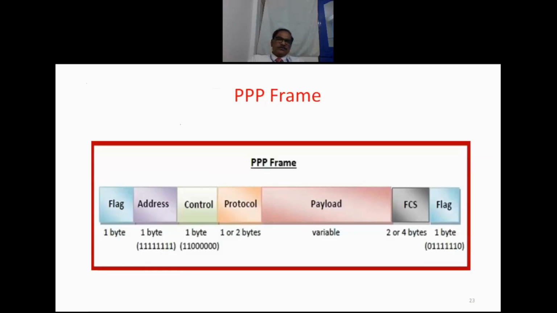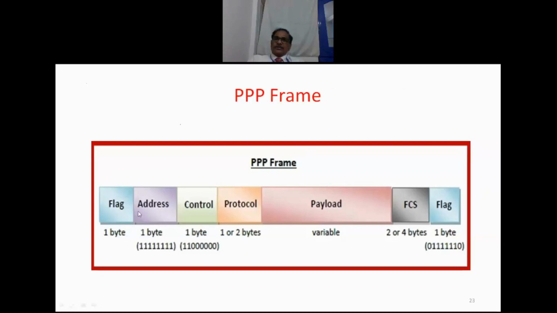Now this is the frame format of the point-to-point protocol. Here also we are using the flag byte to indicate the beginning of the frame and the ending of the frame. So 7E is the flag byte. Generally in computer networks, the data link layer uses 7E as the flag byte almost universally. Almost all the protocols prefer the same. So that is the flag byte.